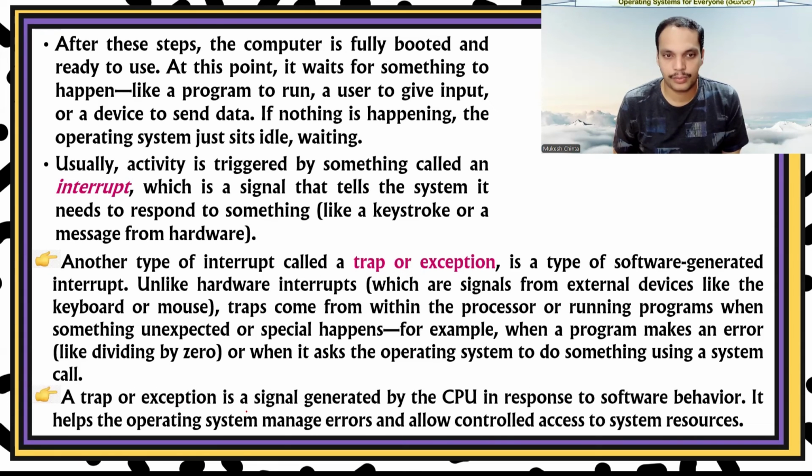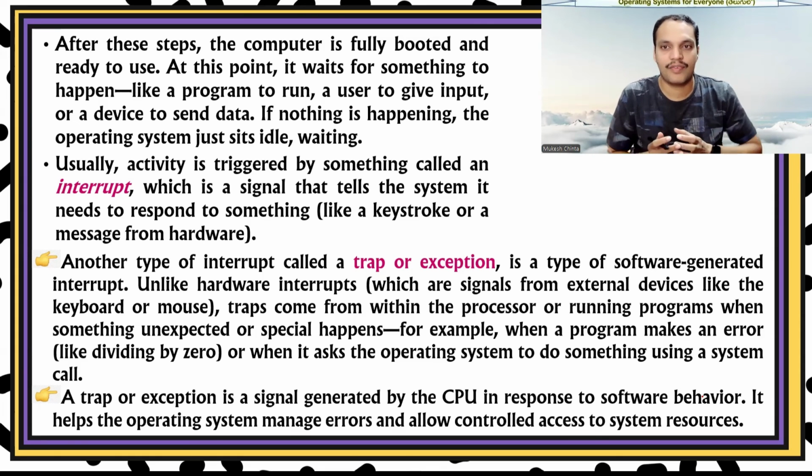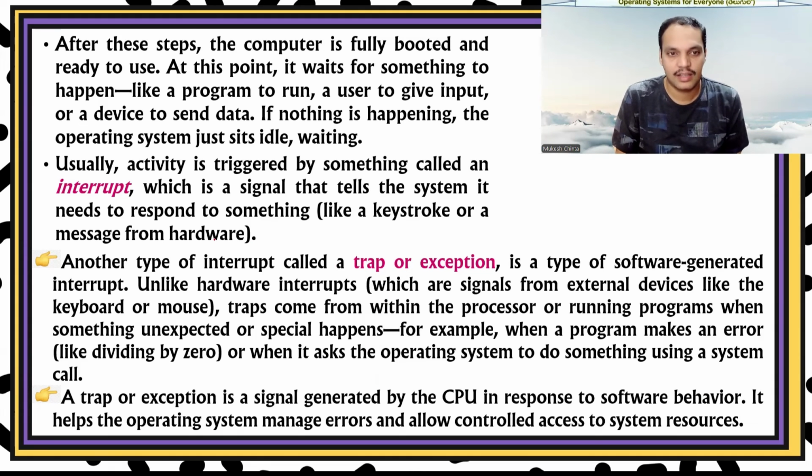సో ఏ ట్రాప్ ఆర్ ఎక్సెప్షన్ is a signal generated by the CPU in response to the software behavior. That means whichever process is being executed on the CPU, if it requires something to be done, or if it needs some kind of service through system calls, then it generates this software interrupt. So it helps the operating system manage the errors and allow controlled access to the system resources.